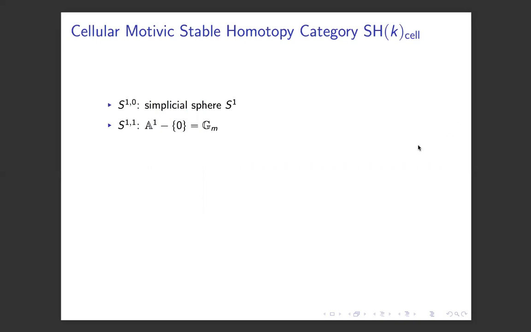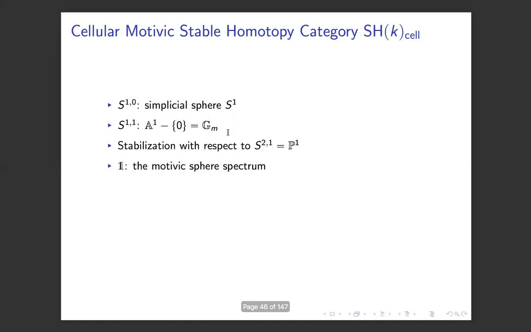Let me first start with the cellular category. The cellular category is generated by 2 types of spheres. We have the simplicial sphere as (1,0), and we also have G_m as (1,1). We smash them together, we get P^1, and we go from motivic spaces to spectra. I'm going to use the notation 1 for the motivic sphere spectrum. HF_p will be my motivic mod p Eilenberg-MacLane spectrum, which is also a cellular object.